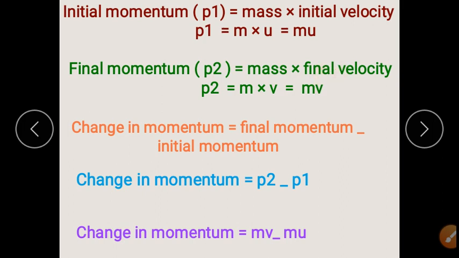So we have got initial momentum and final momentum. Next, let us find the change in momentum. What is change in momentum? It is final momentum minus initial momentum. That is, change in momentum is equal to final momentum P2 minus initial momentum P1. What is the value of P2? Final momentum P2 is mv. And what is the value of P1? Initial momentum P1 is mu. Therefore, we will get change in momentum is equal to mv minus mu.